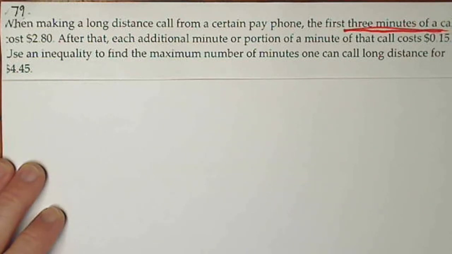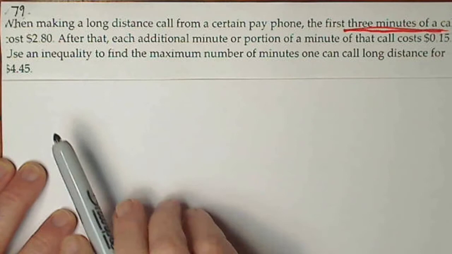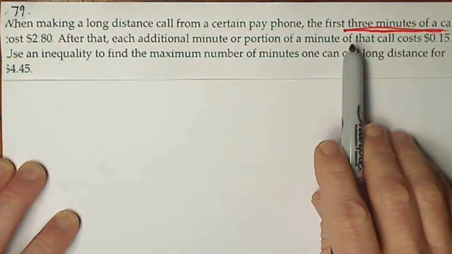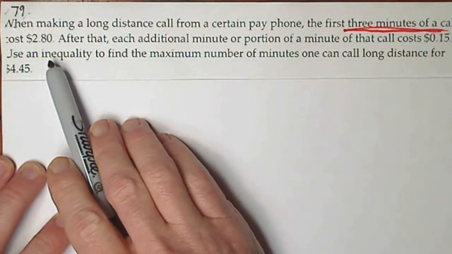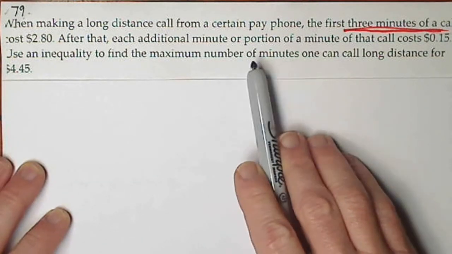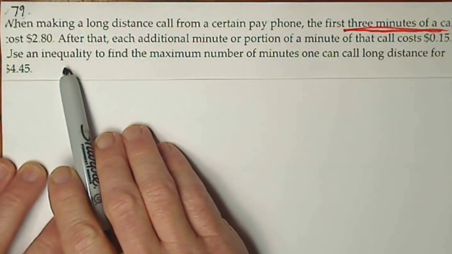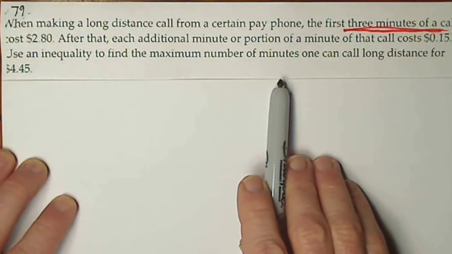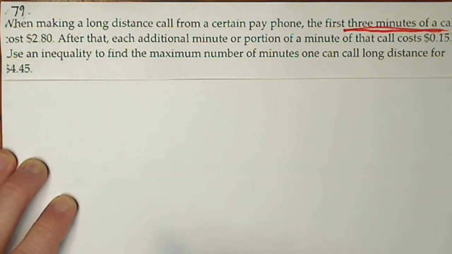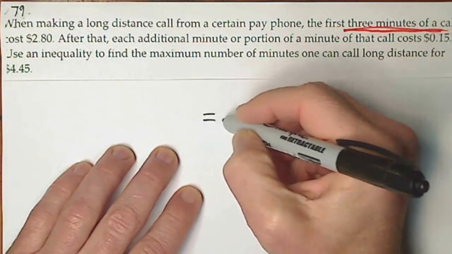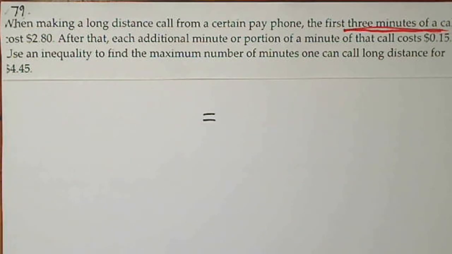Looking at number 79 here, hopefully you have a paper copy of this. I don't know how hard it is to read on the video, but when making a long distance call, the first 3 minutes cost $2.80, and after that each additional portion of a minute costs 15 cents. So they ask us to use an inequality to find the maximum number of minutes that you can call for $4.45. If you're intimidated by the inequality, you can just start out with an equal sign. Try to get your equation written, and then we'll figure out how that inequality should go.